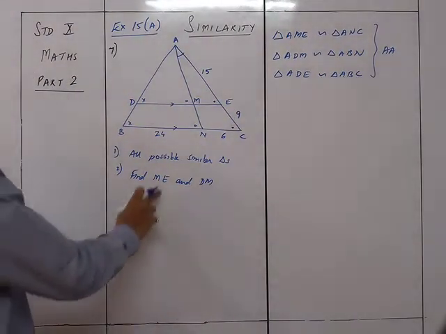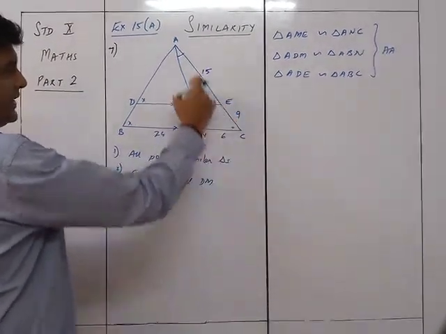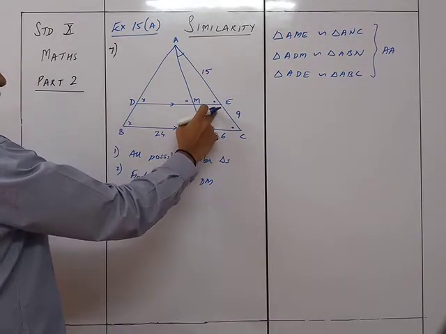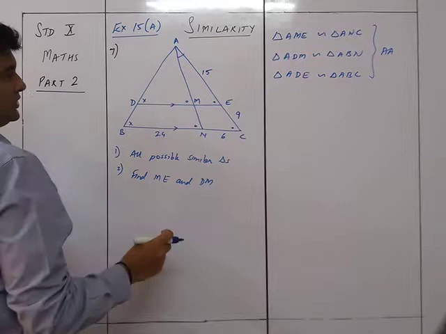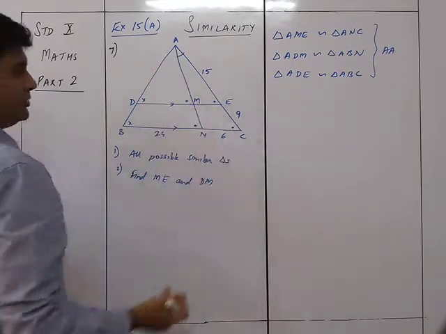Now coming to this part. Now because here I got this and this, so I can take these two triangles and get the value of ME. And once I get the value of ME, after that I wanted the value of DM, so I can take the bigger one. So let's do one by one.